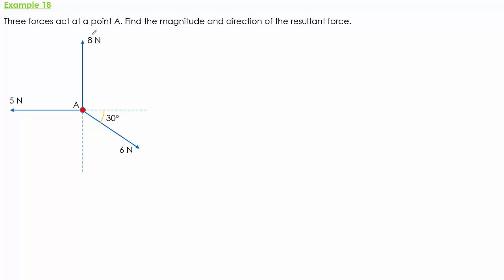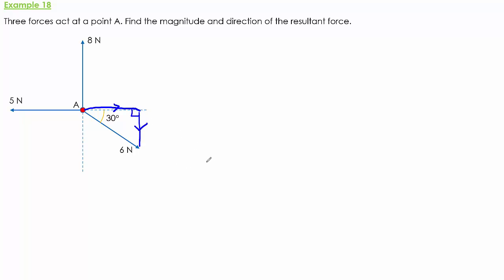Three forces act at point A. Find the magnitude and direction of the resultant force. So this one acts directly upwards, this one directly to the left. So what I'm going to do is something called resolving on this force here. This force can be replaced by a force acting directly to the right and another force acting directly down.